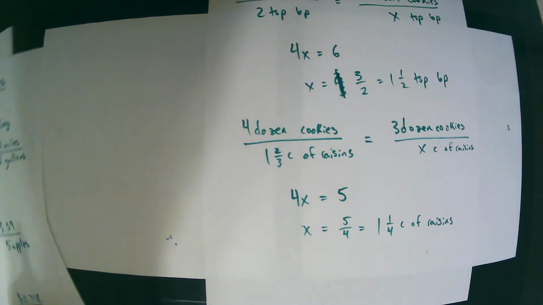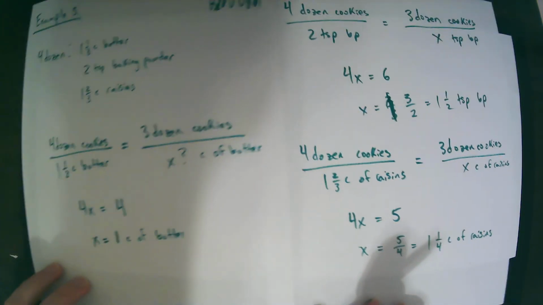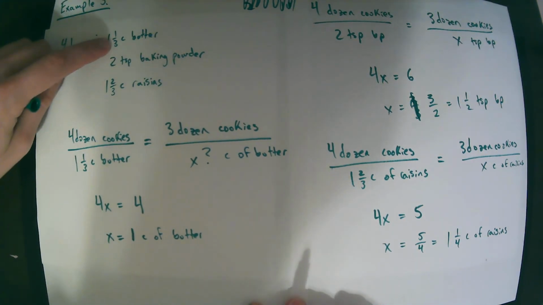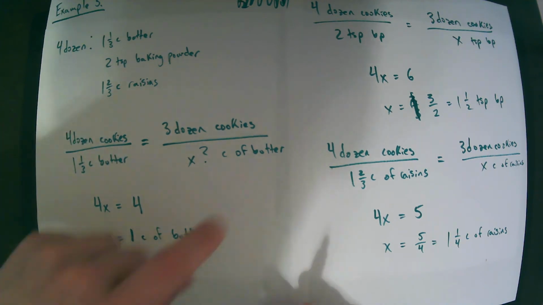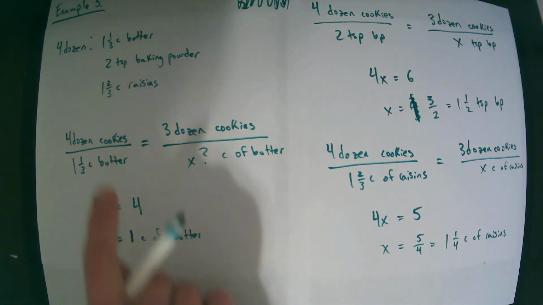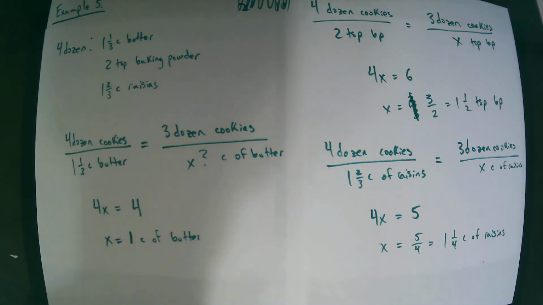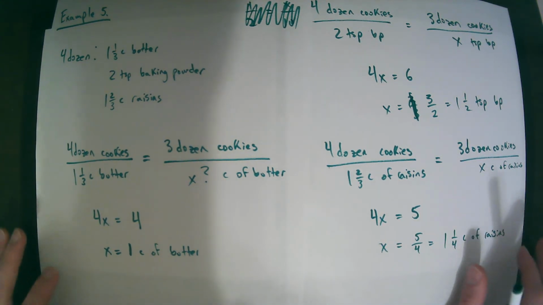So you see how all of these quantities went down, right? They went down a little bit. So we went from 1 1/3 cups of butter to 1 cup of butter, 2 teaspoons of baking powder to 1.5 teaspoons, 1 2/3 cups raisins to 1 1/4 cups raisins. And all of these are very reasonable measurements, right? Not like that 2 11/12 we got a minute ago.